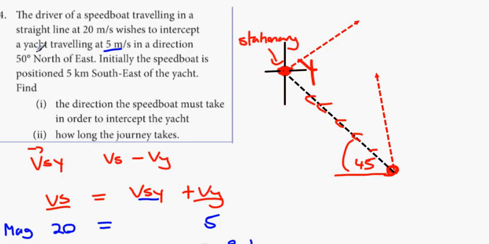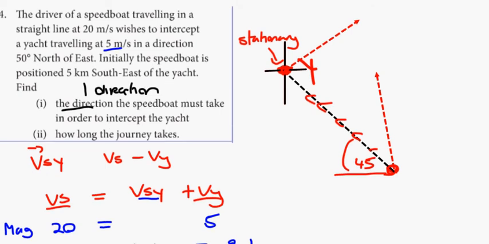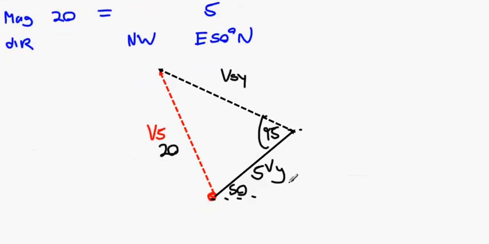Now we reread the question: the direction of the speedboat, one direction only. Okay, the speedboat must take in order to intercept the yacht. So what way must it intercept the yacht? So what we're going to do is the sine rule. We need to find out angle x here.